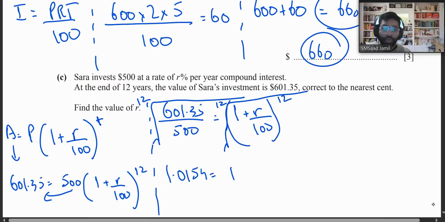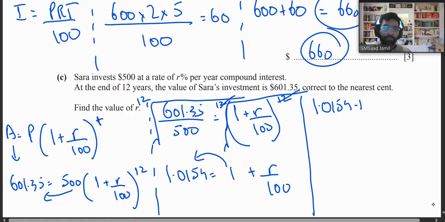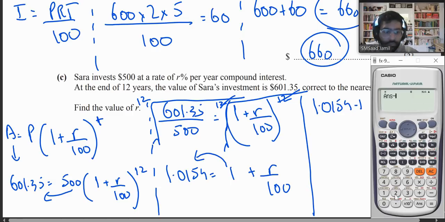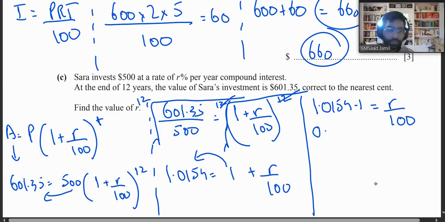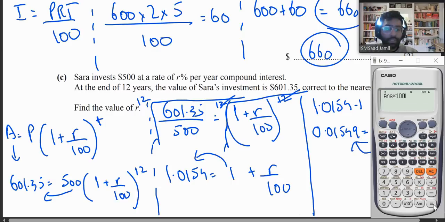1.0154 is equal to 1 plus R upon 100. Because we removed this, this thing is removed now. 1 will go over there, it will be subtracted. So 1.0154 subtracted by 1 is equal to R upon 100. Let me subtract this from 1. 0.01549 is equal to R upon 100. 100 will shift up and multiply. So once I multiply it with 100, it's 1.54.